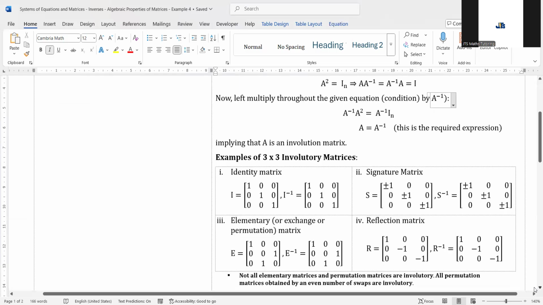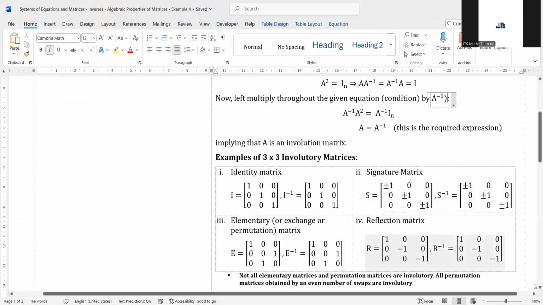Example number 1, we've got an identity matrix. We all know that an identity matrix, when it is squared, is going to give you an identity matrix. And we know that the inverse of an identity matrix is the identity matrix itself. Right, we have a special type of a diagonal matrix here, which is called a signature matrix.